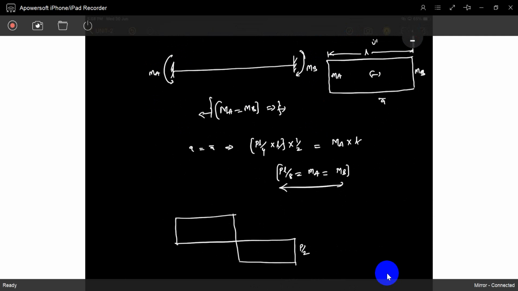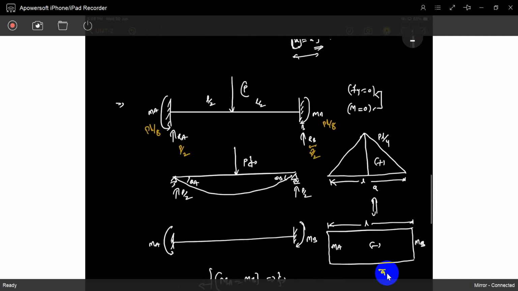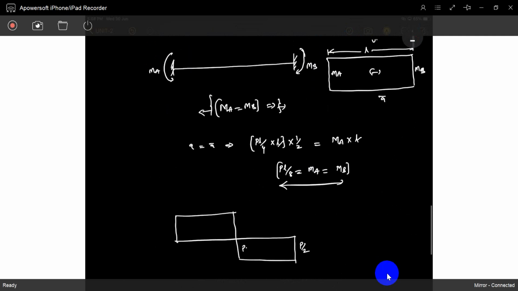It's P by 2, na? It's a concentrated load P, so automatically it is P by 2. At that concentrated load, the total jump in the shear force is P. This is the shear force diagram. Now the bending moment diagram.